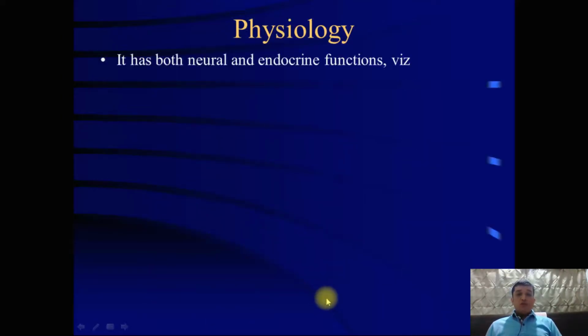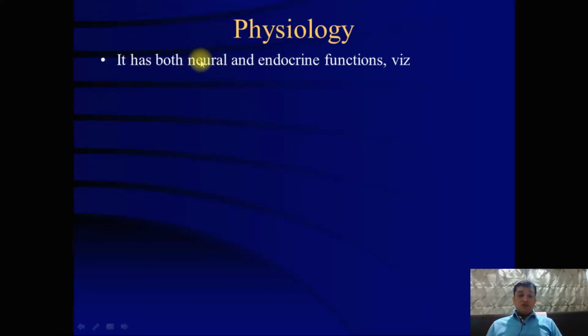So without wasting time, moving towards the physiology, as we discussed, it has both neural and endocrine function, and that is the reason why we don't consider the hypothalamus a primary endocrine gland. What is a primary endocrine gland? Primary or major endocrine glands are the ones which have the exclusive function of hormonal synthesis and release. They don't have any other function in the body. For example, the pituitary is exclusively an endocrine gland, and the thyroid gland is also a primary endocrine gland. But the hypothalamus definitely has very important neural functions also.